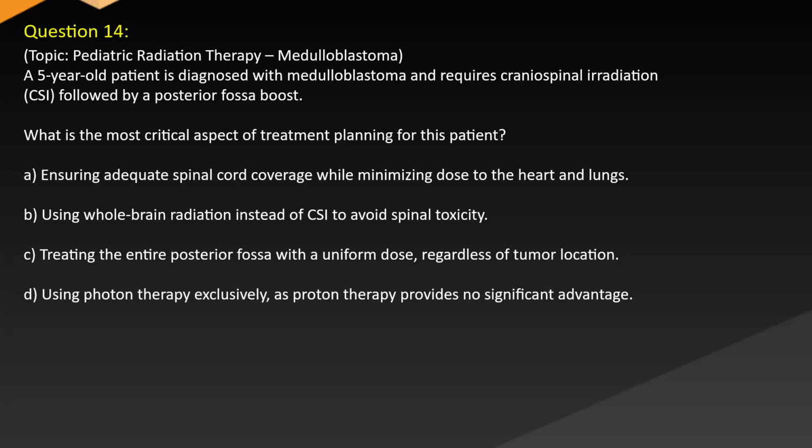B. Using whole brain radiation instead of CSI to avoid spinal toxicity. C. Treating the entire posterior fossa with uniform dose regardless of tumor location. D. Using photon therapy exclusively, as proton therapy provides no significant advantage.